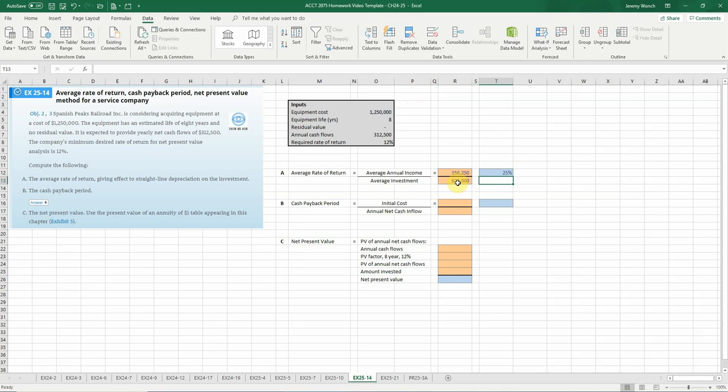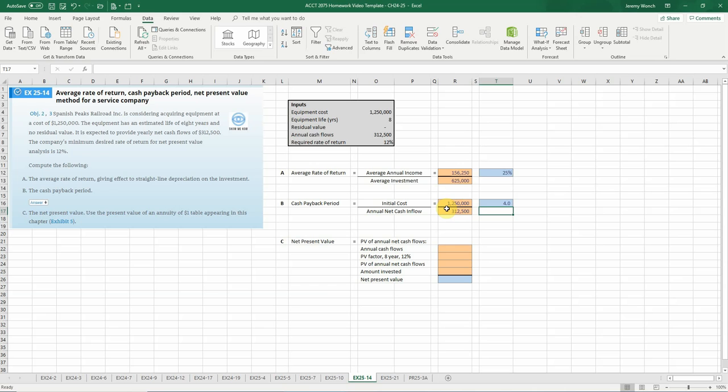And then for cash payback period, we take our initial cost and divide it by our annual net cash inflows. So our initial cost is our $1.250 million, and we just divide that by our annual cash flows, which is given at $312,500. Divide gives us 4, so 4 years. It's going to take us 4 years to get our money back.